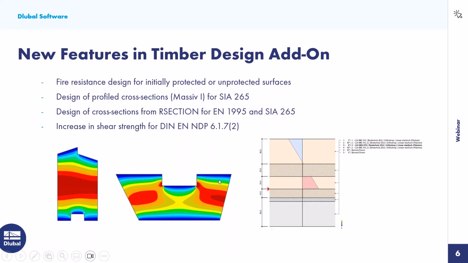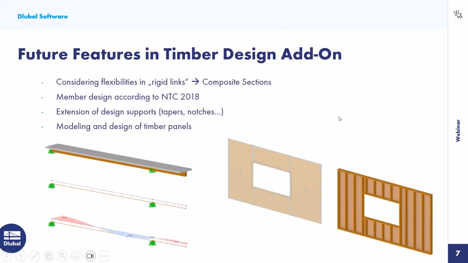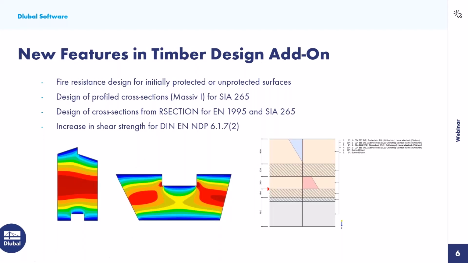Okay, so the next feature, sorry, you are too fast. The next feature we released a few weeks ago is the profile sections according to our material database, also for the code from Switzerland. And this week we have released the design of user-defined cross-sections created by R-section, our standalone add-on. So now you're also able to design these cross-sections for Eurocode and SIA code. Okay, Bastian, next slide.